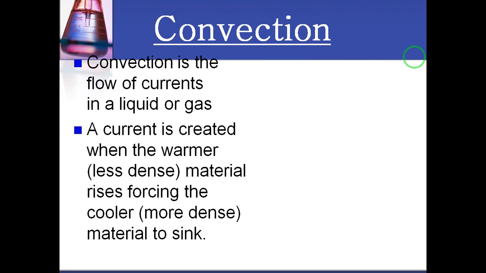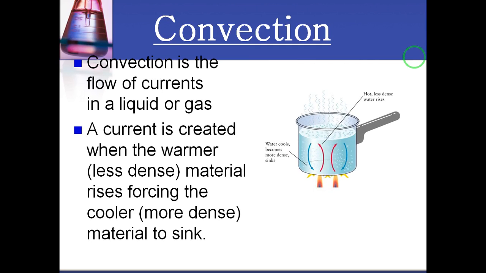What is convection? Convection is the flow of currents in a liquid or gas. A current is created when the warmer, less dense material rises, forcing the cooler, more dense material to sink.